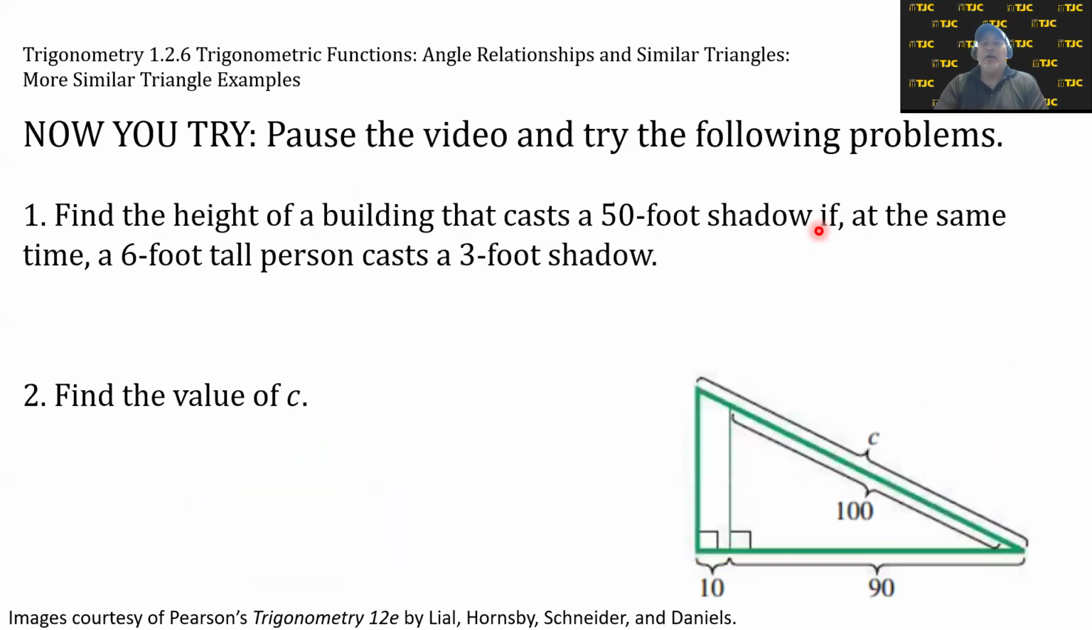Now you try. Pause the video and try the following problems. Number 1, find the height of a building that casts a 50-foot shadow if, at the same time, a 6-foot tall person casts a 3-foot shadow. And number 2, find the value of C. Here we have two triangles, a larger one and a slightly smaller one.